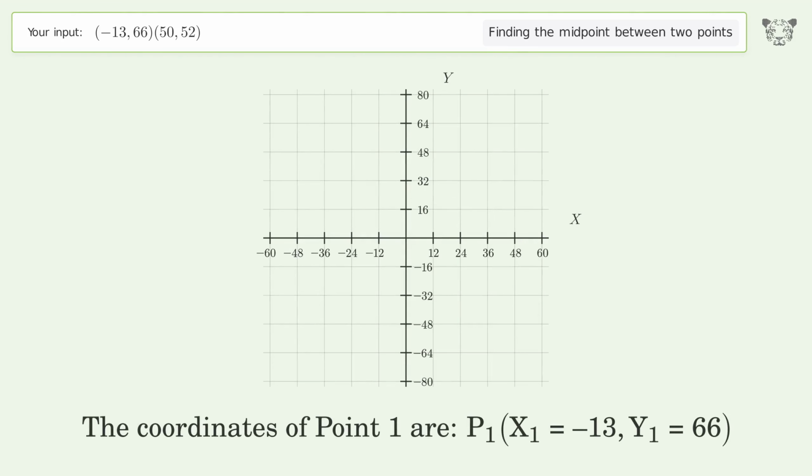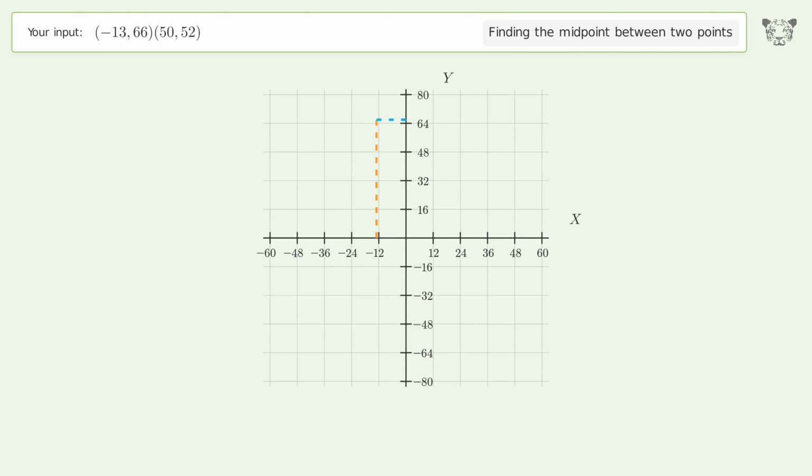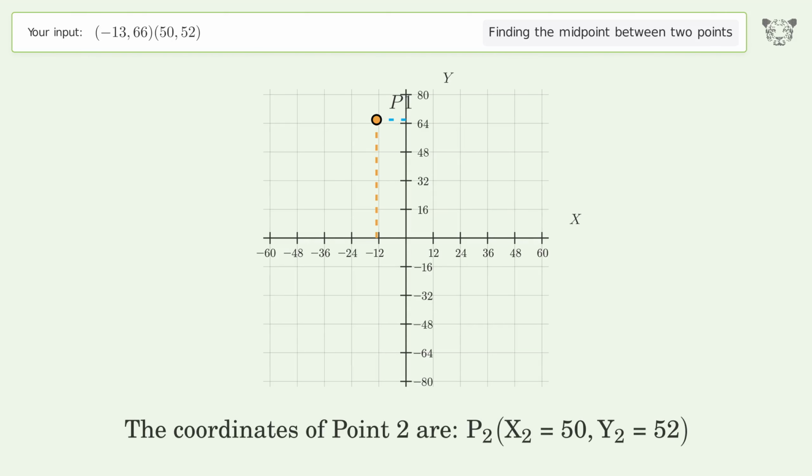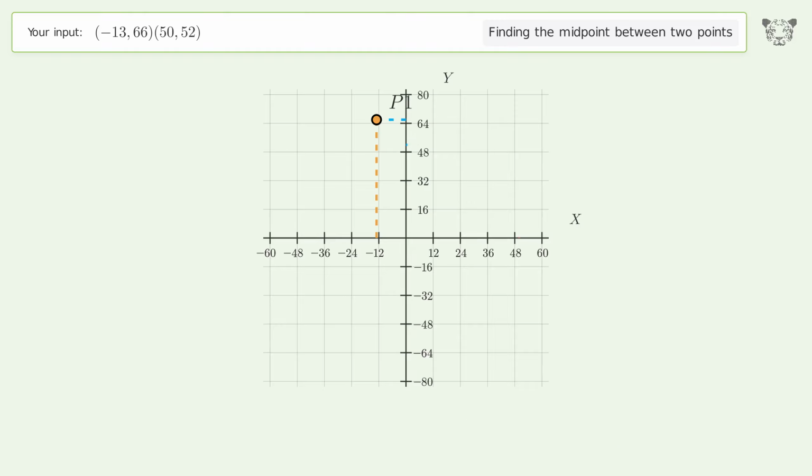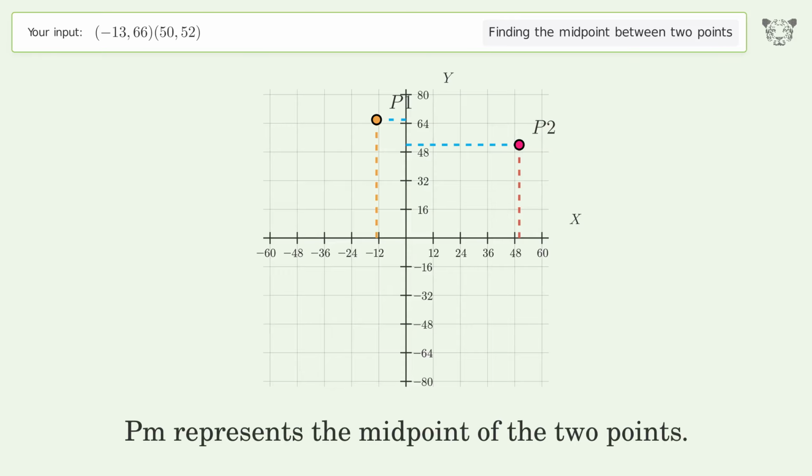The coordinates of point 1 are x1 equals -13, y1 equals 66. The coordinates of point 2 are x2 equals 50, y2 equals 52. PM represents the midpoint of the 2 points.